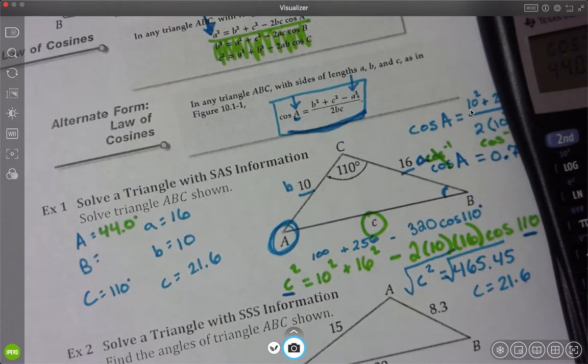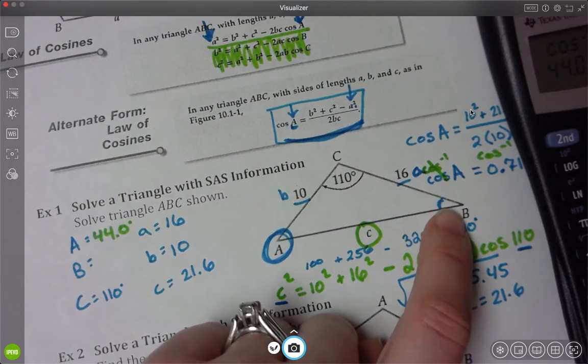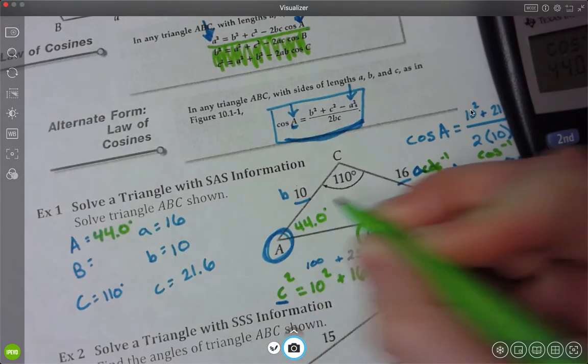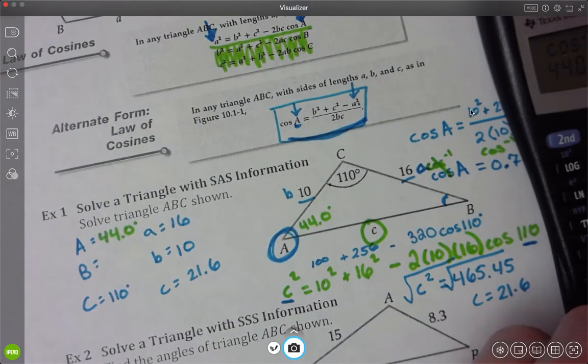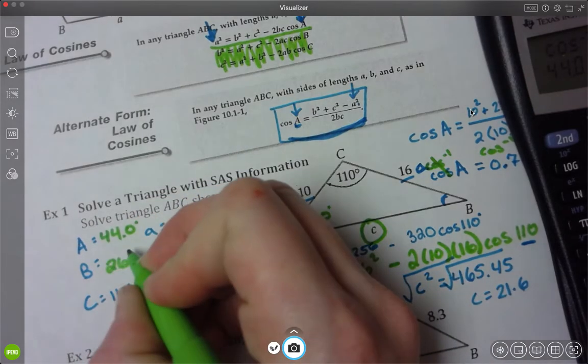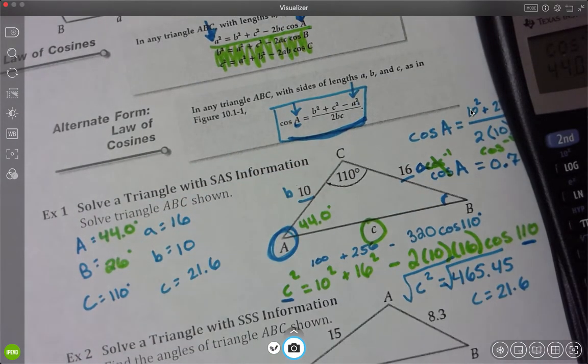And then we could do the process over again for B, but I really don't want to do that. I just want to subtract from 180, right? 110 and 44 is 154, and if I subtract that from 180, that's like 26 degrees, I think. Something like that. So 26 degrees. And then I have solved the rest of the triangle.